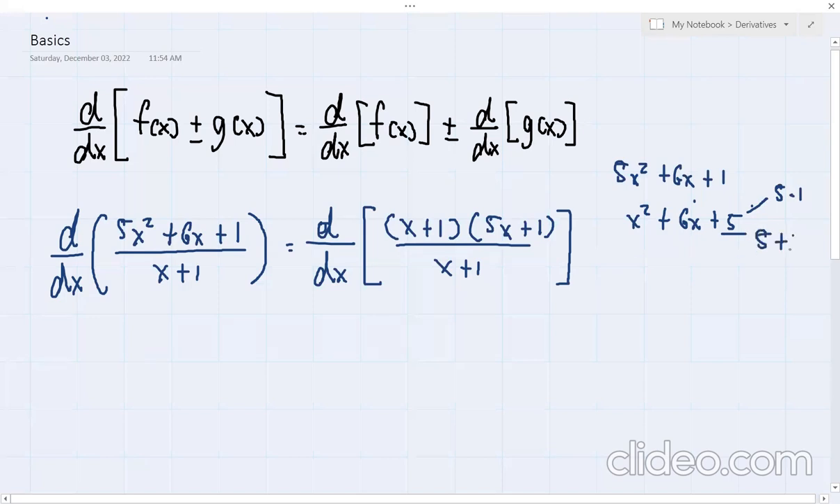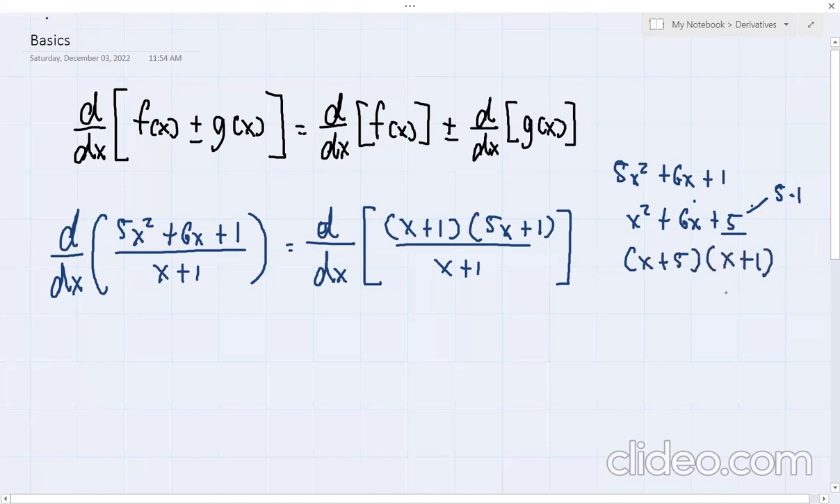Now, i-add natin siya. 5 plus 1. The answer is 6. So, meron tayong 6 dito. So that's good. We're good to go. So therefore, we have 5 at 1 as the factors. So we have x plus 5 times x plus 1.